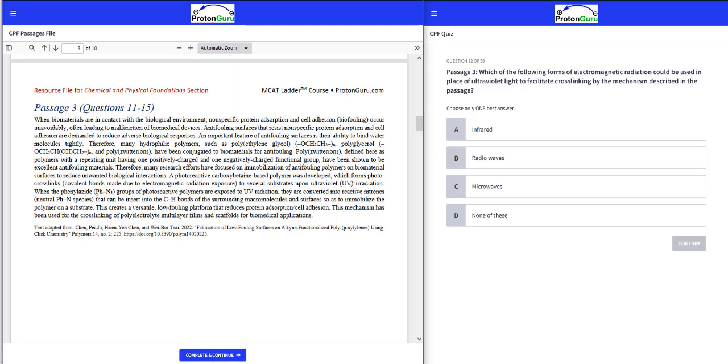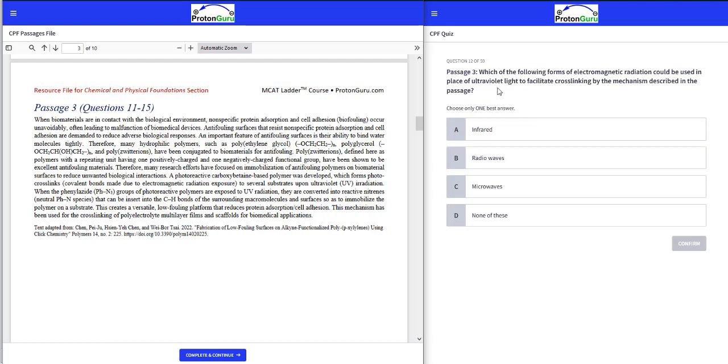So if we read this little section: photocrosslinks, covalent bonds made due to electromagnetic radiation exposure to several substrates upon UV irradiation. When the phenylazide groups are exposed to UV irradiation, they're converted into reactive nitrenes that can be inserted into CH bonds. All right, so somehow we're breaking CH bonds and doing an insertion into that bond. Not a reaction we learn about a lot in organic chemistry, but it's telling us this happens with UV light. So the question is, which other radiation could accomplish the same feat? This is really asking us to evaluate the energies of these types of radiation.